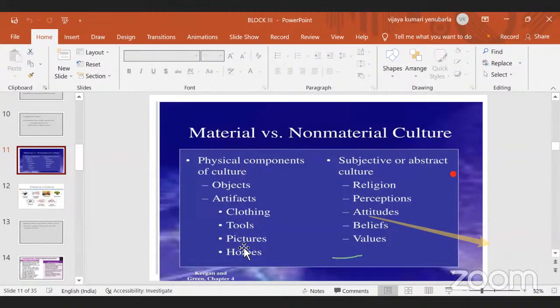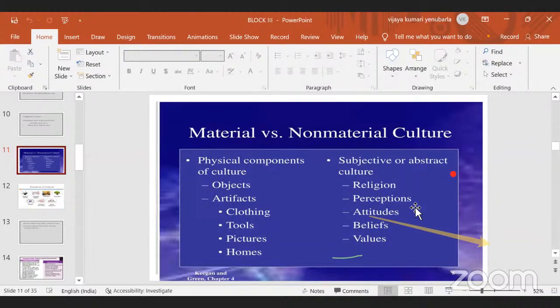All these things are material, and non-material things are subjective or abstract, where there is no definite form. Culture, that is religion. In religion there is no particular standard form. That is religion. Perceptions, ideas, attitudes, how you behave.